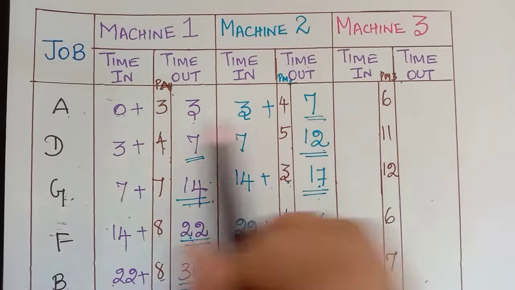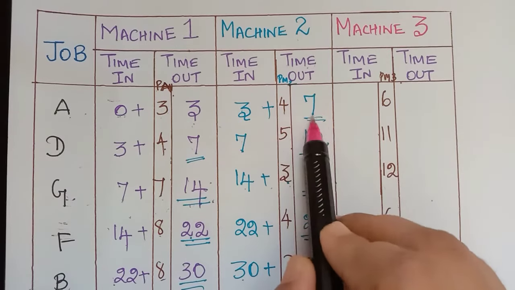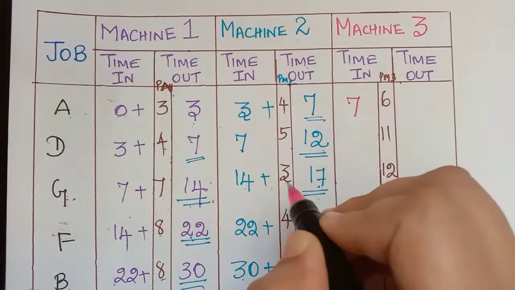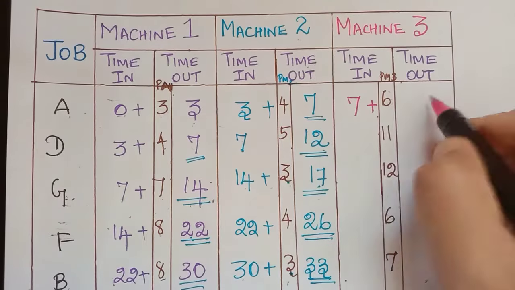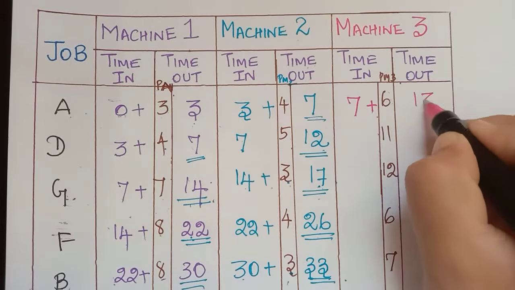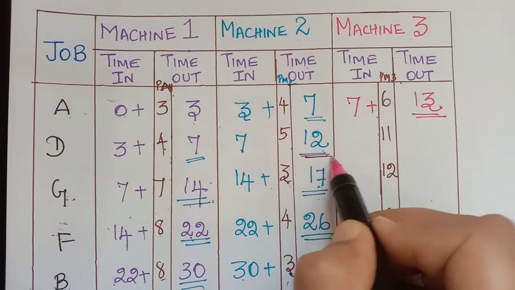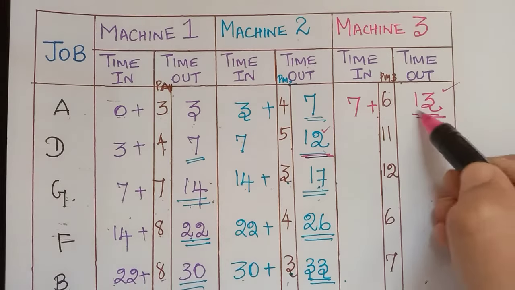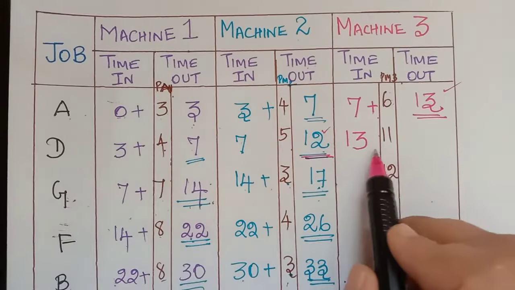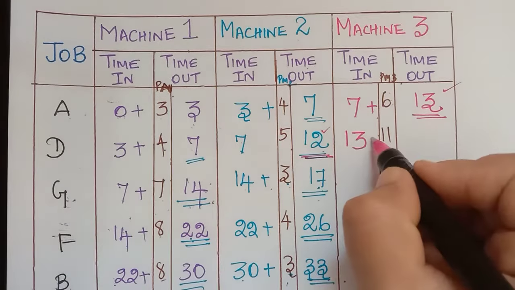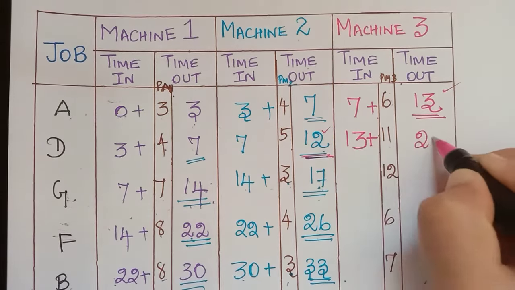Now in machine 3, job A will enter at the time it comes out from machine 2, the 7th hour. So 7 it will enter. And how long does it work in machine 3? It works for 6 hours. So add it, and it comes out from machine 3 at 13 hours. Now you have to check whether 13 is maximum or 12 is maximum. Out of these two, 13 is maximum, so the 13 only you write here. So job D enters machine 3 at 13 hours plus this processing time. So 11 you have to add, and it comes out at 24.